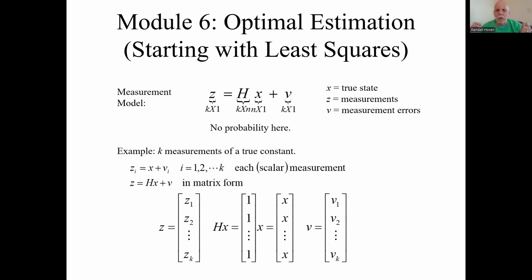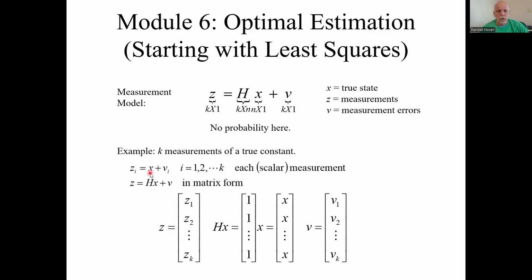It's not something out of a probability. It's not a random process or a random variable. But these things are appropriately sized. z, x, and v are, at least in general, vectors. And H is an appropriately sized matrix.